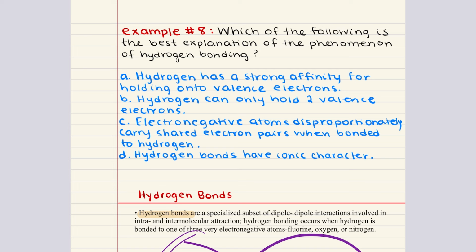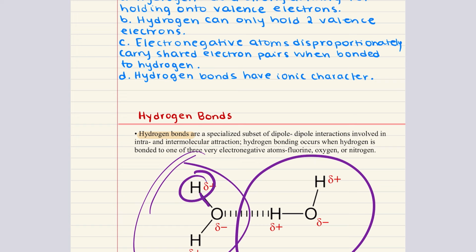Looking at answer choice C, C says electronegative atoms disproportionately carry shared electron pairs when bonded to hydrogen. Now, this statement correctly captures the essence of hydrogen bonding. When hydrogen is bonded to an electronegative atom, the shared electrons are pulled closer towards the more electronegative atom, and that creates a partial positive charge on the hydrogen and a partial negative charge on that electronegative atom. All right, this partial positive charge on hydrogen is then strongly attracted to the lone pairs of electrons on neighboring electronegative atoms. That is what causes this intermolecular force, this hydrogen bond.